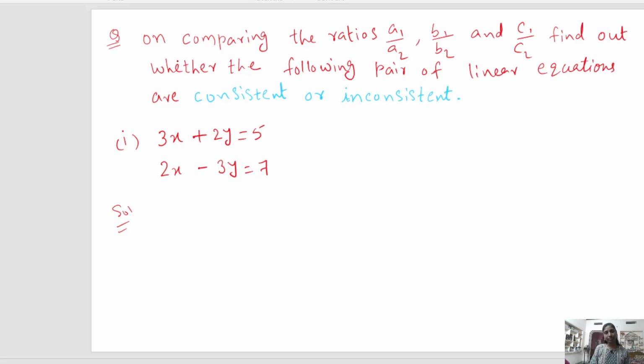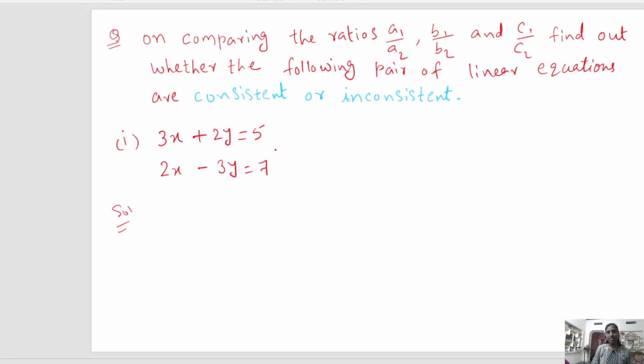We have a question here. On comparing the ratios a1 by a2, b1 by b2 and c1 by c2, find out whether the following pair of linear equations are consistent or inconsistent. So here we have two equations, 3x plus 2y is equal to 5, 2x minus 3y is equal to 7. We have to compare the ratios and check whether the linear equations are consistent or inconsistent.